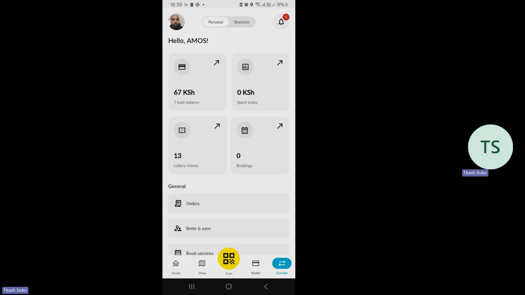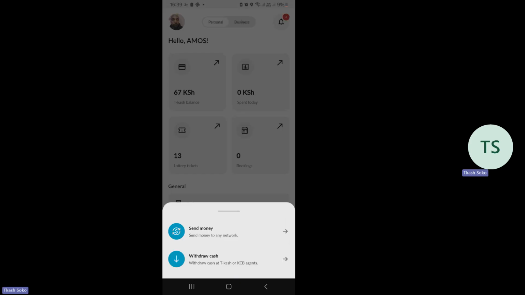Ukibonyeza transfer, there are only two options of transfer. Moja, send money. Pili, withdraw cash. So it is you to decide which option do I want to go with. So let me start with send money.